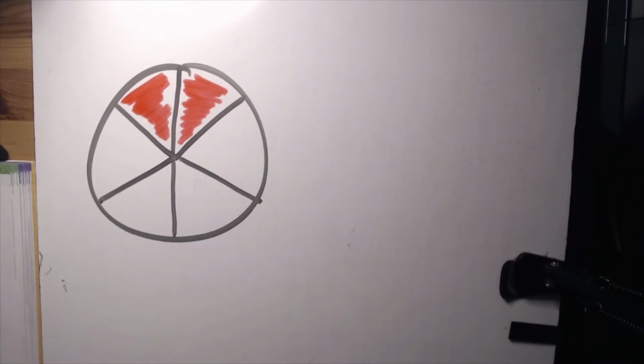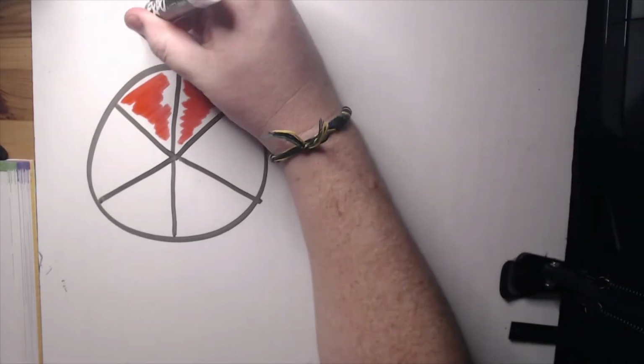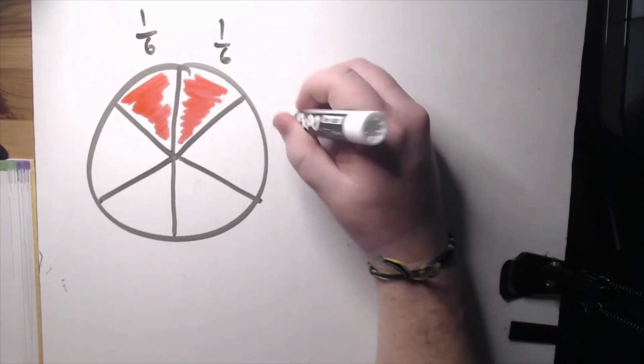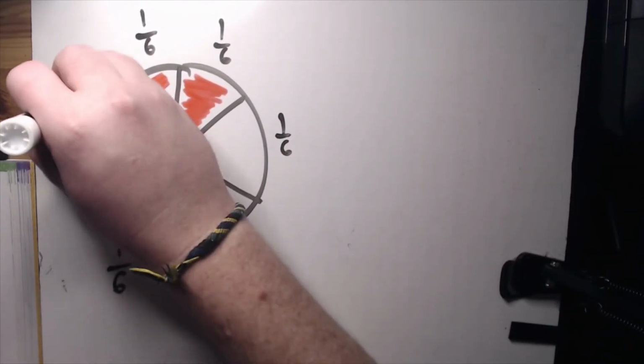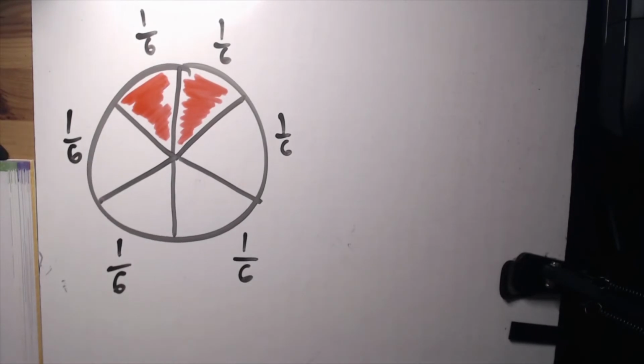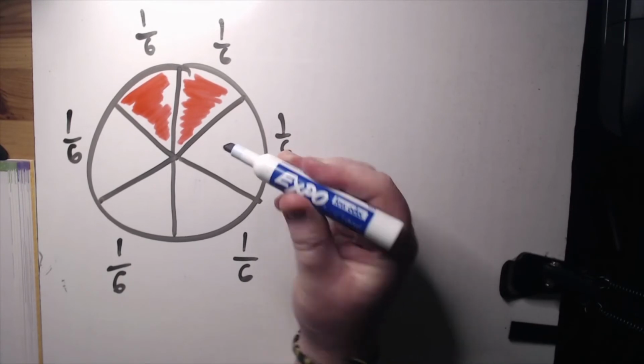And here, let's do this. Let's write 1/6, 1/6, 1/6, 1/6, just so we remember that these are all 6th size slices. And he ate 2 of them. Now, he's putting the rest away for later. So we're going to make them blue because it's going in the fridge.